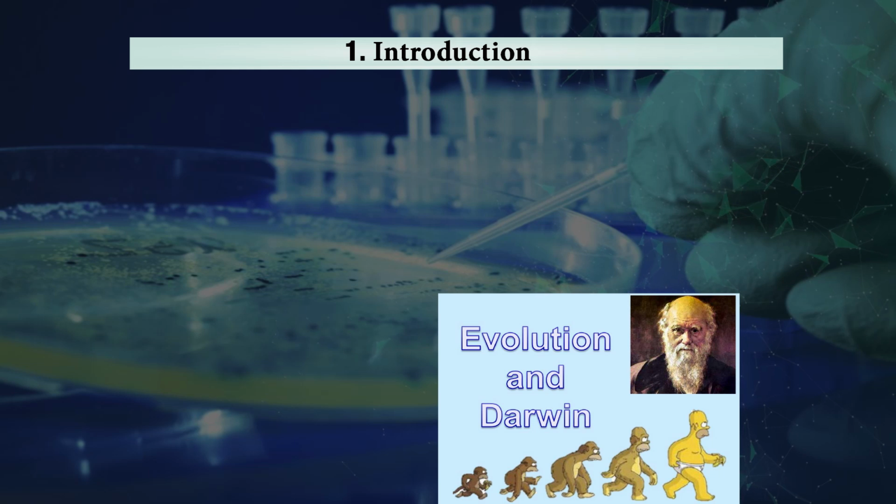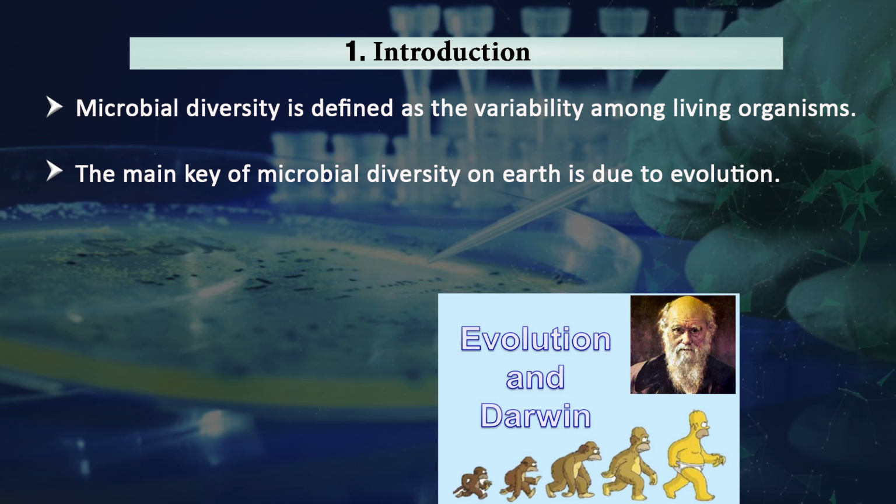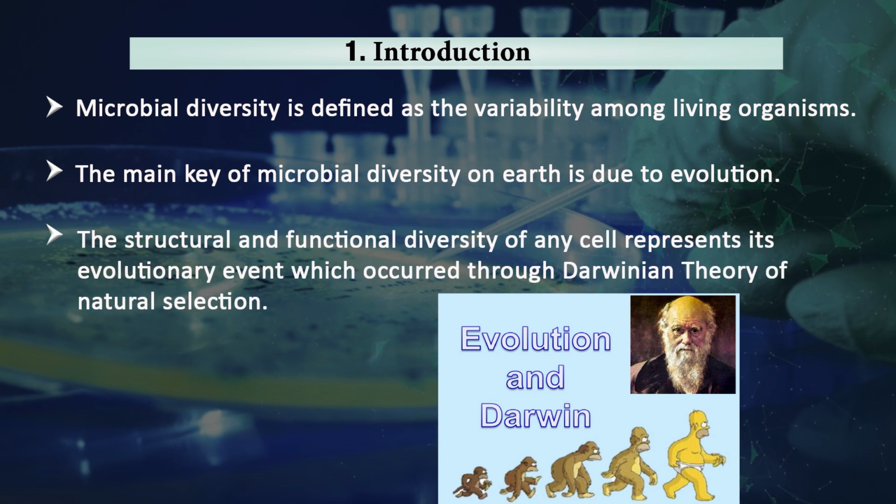So, moving on to the introduction of microbial diversity. What is microbial diversity? We all know that there is certain variability among us, right? So, microbial diversity is defined as variability among living organisms. The main key of microbial diversity on earth is evolution. The structural and functional diversity of any cell represents its evolutionary event which occurred through the Darwinian theory of natural selection.